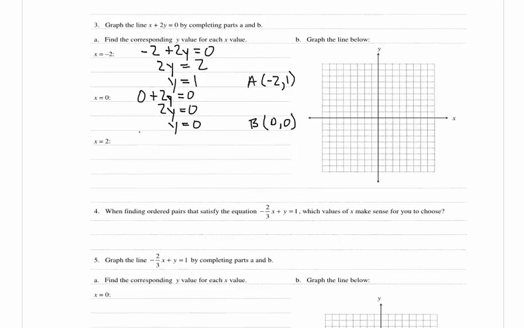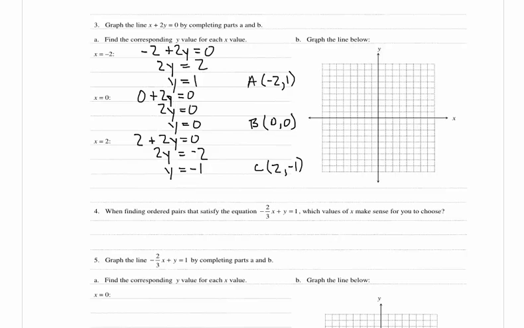And for x is equal to 2, we have 2 plus 2y is equal to 0. And subtract 2 from both sides, we get 2y is equal to -2. And then we're going to divide both sides by 2, and we have y is equal to -1. So our third point, point C, is 2, -1.